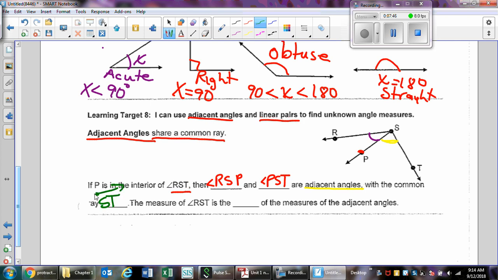That's the common ray. That's the common SP. I'm sorry, SP. They both share line SP, as you guys can see. This is the common ray. Okay. The measure of RST is the measure of the adjacent angles. So the sum of the measure of the adjacent angle. So this is where we can talk about angle addition postulate.